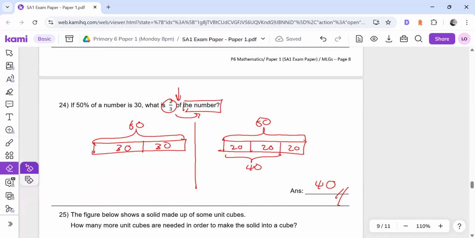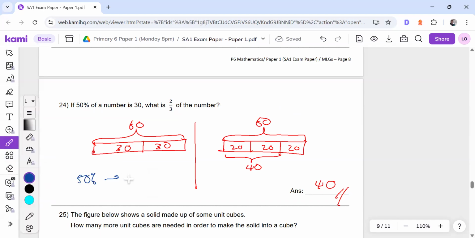Okay, very easy. Now, 50% of a number is 30. That tells you that 50% is 30. The number is 100%, so 30 times 2. That is your number. Then what is 2/3 of the number? Times 2/3. Then you just change the whole number to a fraction. Cancel, cancel. 2 times 20, 40. 1 times 1 is 1. And that's how you still get the same answer.